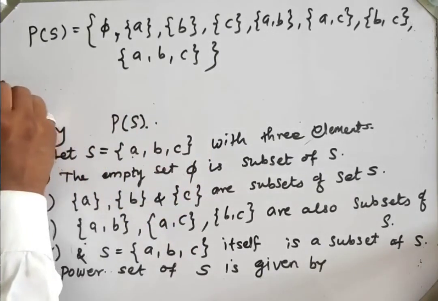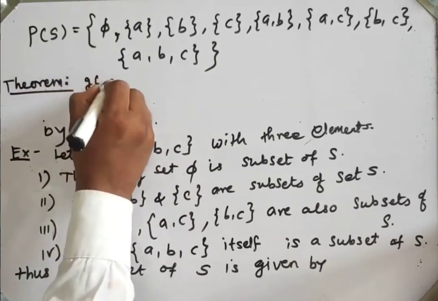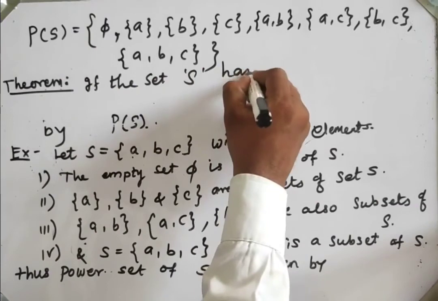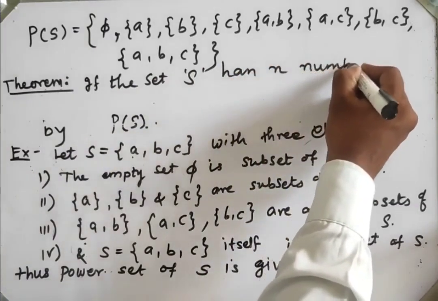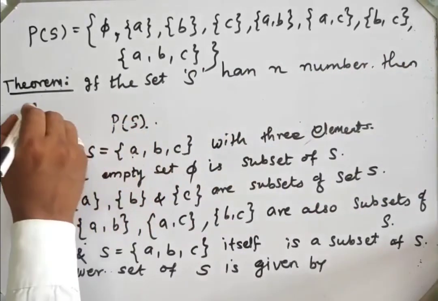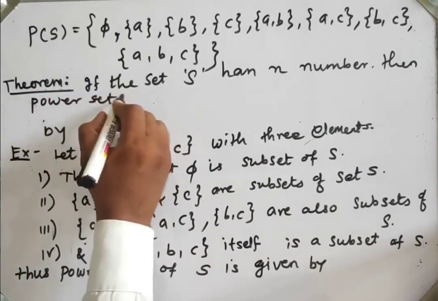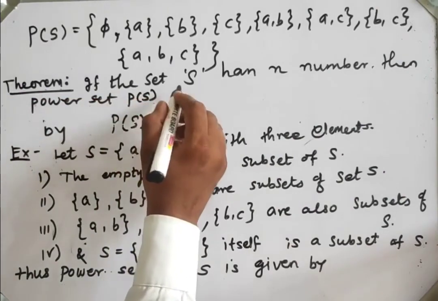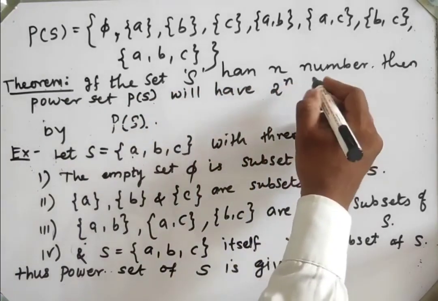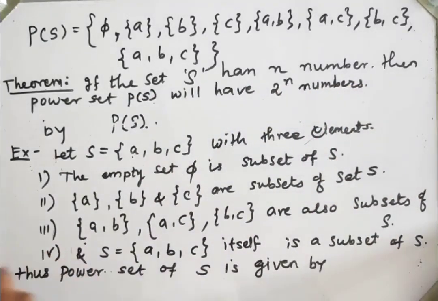Or a theorem. So I take a theorem which has only a statement. If the set S has n number of elements, then the power set, denoted by the notation P of S, will have 2 raised to n number of elements.